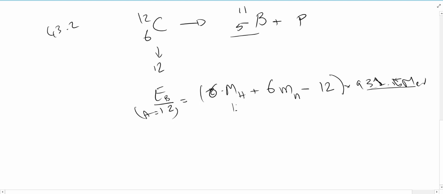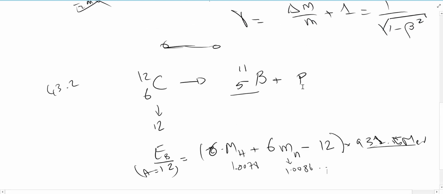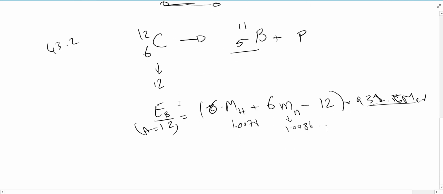So again, it is 1.00 some 78 or something like that. This is 1.0086 something like that, 665, and this is 12. So this is times 6 and times 6, and you subtract the 12, and that is going to give you the energy per nucleon for carbon-12, similar to what we did in lecture for the deuterium. Now at the end, you're going to find two values, this difference in energy versus this difference in energy, and you will find that this is roughly about half of that much. So it takes a lot of energy to remove a proton from carbon.